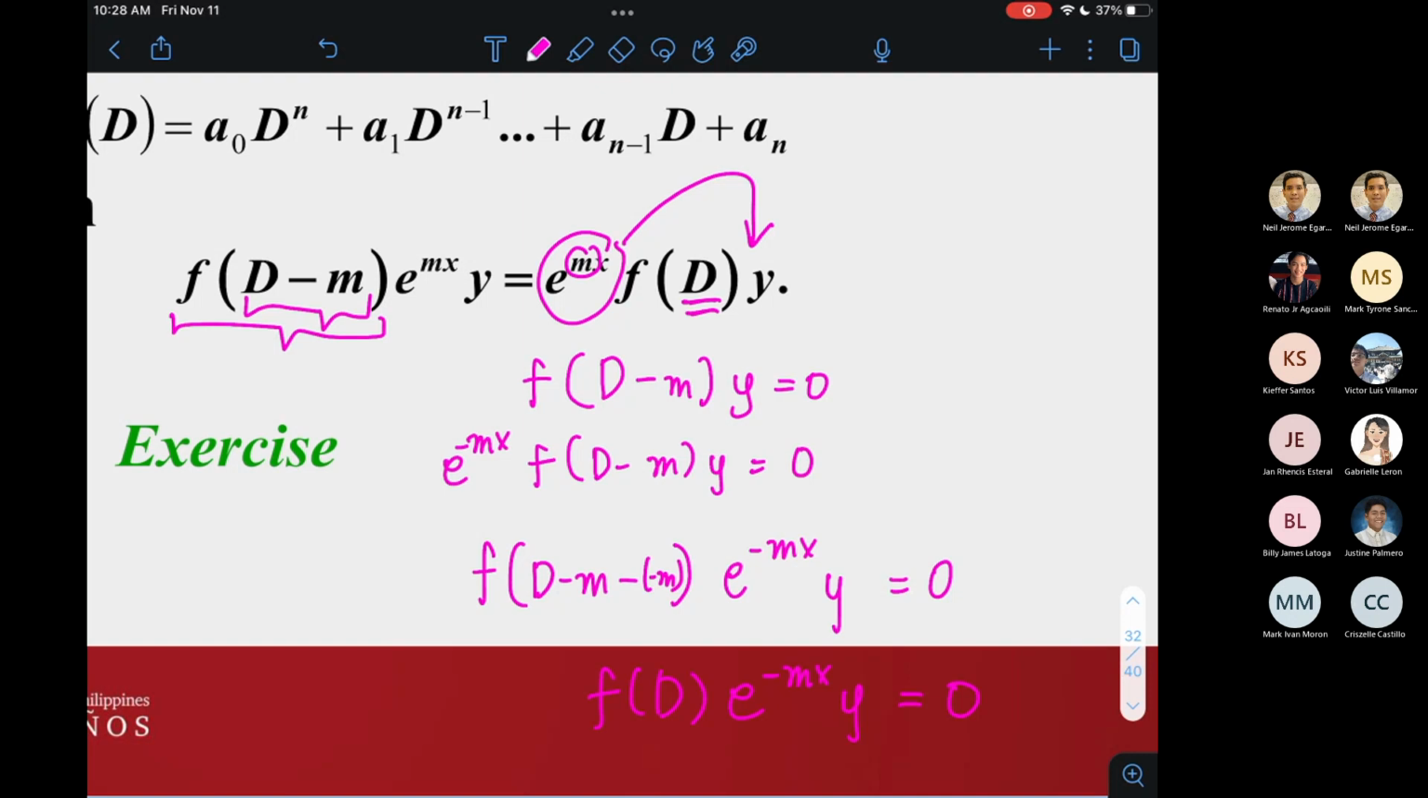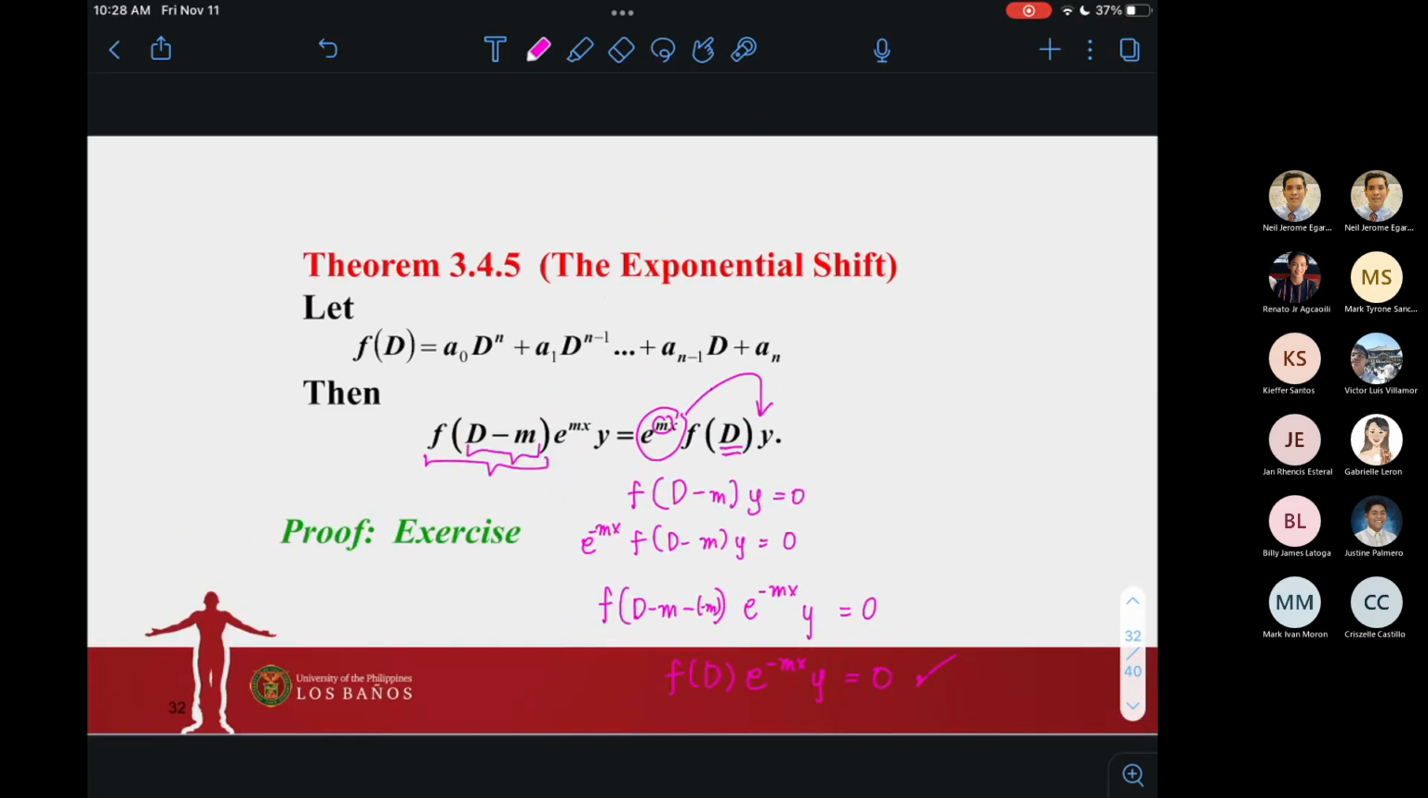Okay? And then I can show you later how to solve this particular form. Okay, is that good? All right, I hope it is. So yun yung magiging ano natin. Yun yung magiging approach natin sa mga susunod na problems whenever we needed to apply exponential shift.